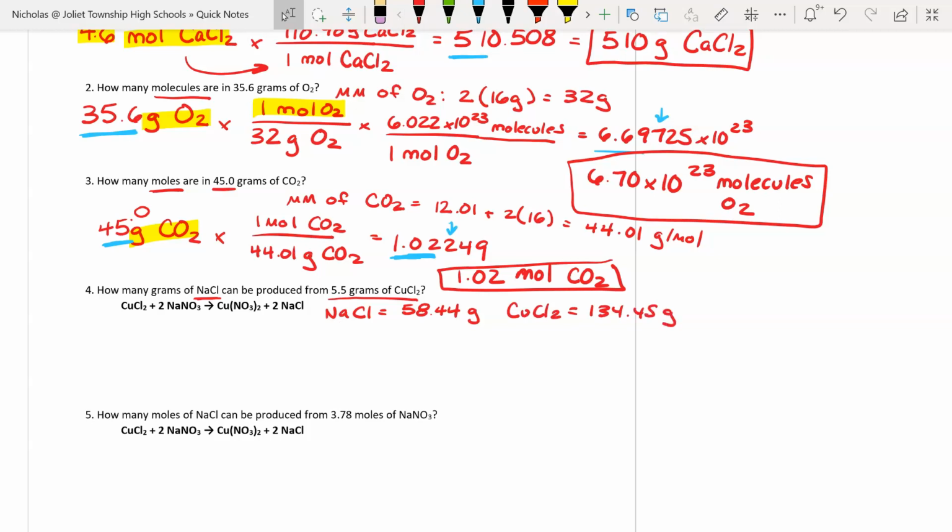134.45 grams. So let's start with our given, which is 5.5 grams of copper chloride, and we are given grams in the given, so grams of copper chloride are going to need to go in the denominator of our first conversion. Okay, and that's how many grams are in 1 mole.